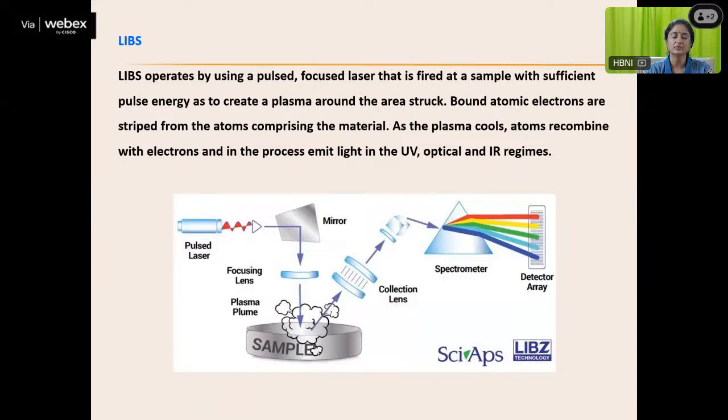Now bound atomic electrons are stripped from the atom comprising the material. So as the plasma cools, atoms recombine with electrons, and in the process emit light in the UV, optical and IR regimes, which can be very well detected. So these pictures I have taken from some standard books.